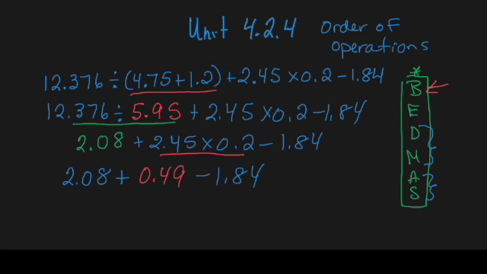Again, we're going to complete that as it appears, left to right. So the first one we're going to tackle is 2.08 plus 0.49, and we'll rewrite our equation again. So now we can see we have one operation left, it's subtraction, and we will do 2.57 subtract 1.84, and we will end up with an answer of 0.73.